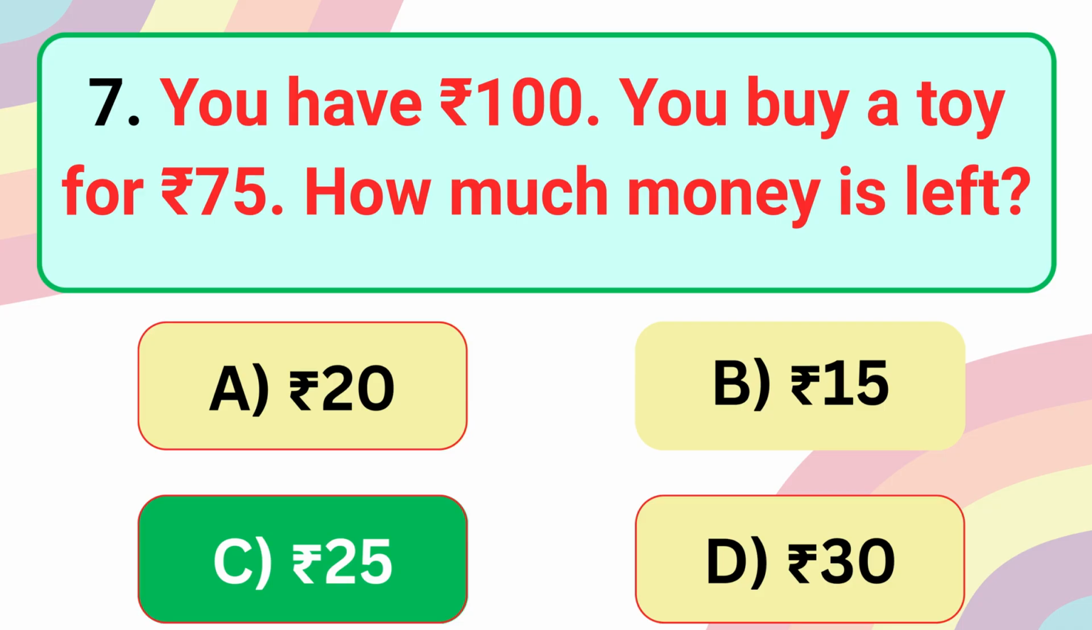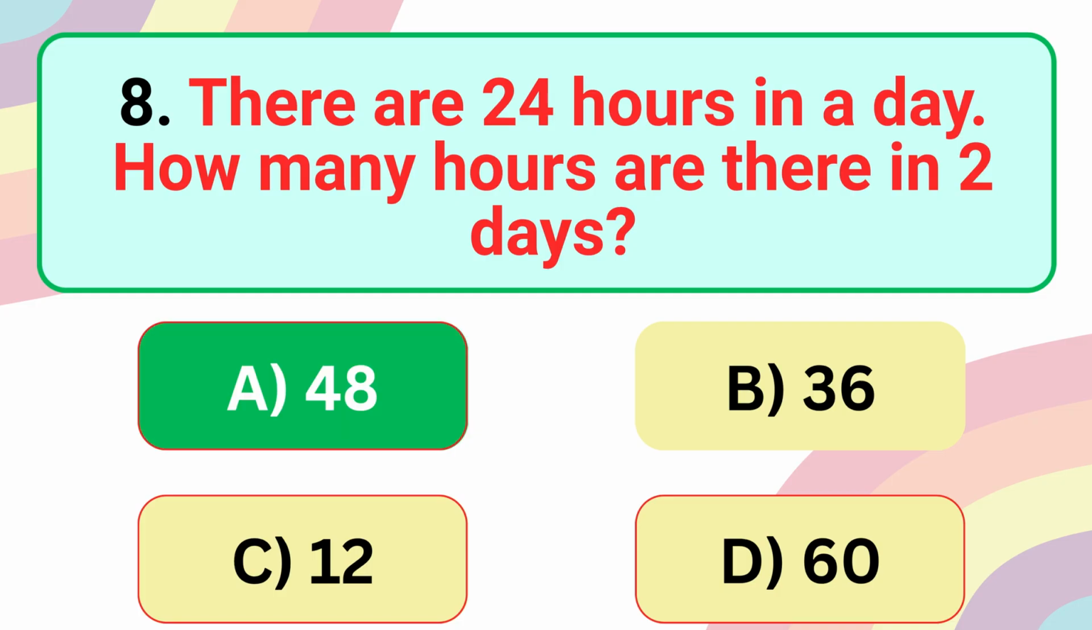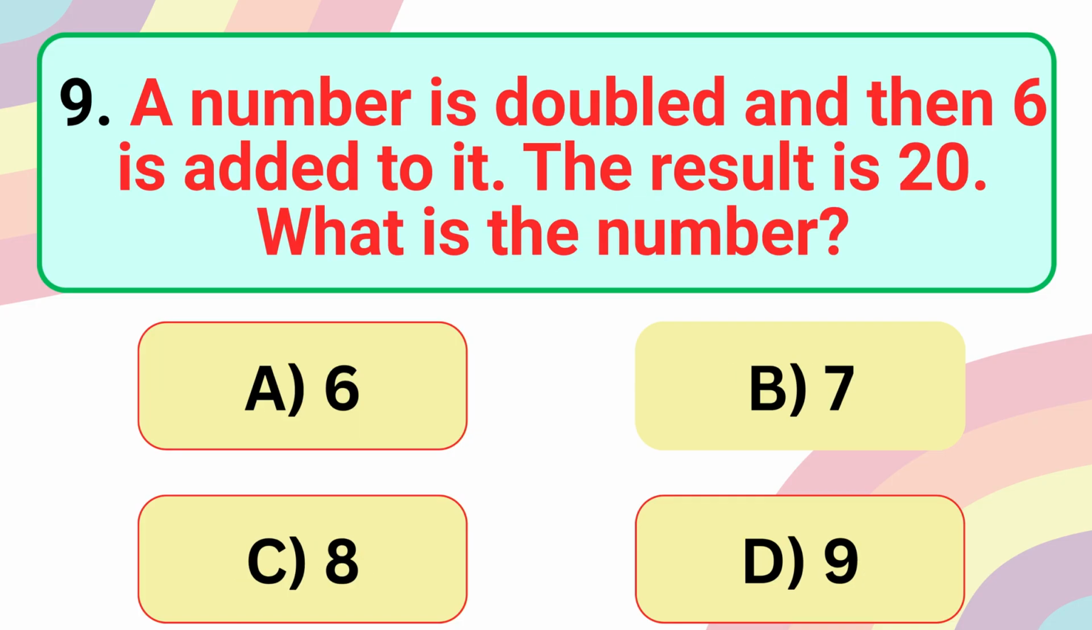Answer C, 25 rupees. There are 24 hours in a day. How many hours are there in 2 days? Answer A, 48. A number is doubled and then 6 is added to it. The result is 20. What is the number?